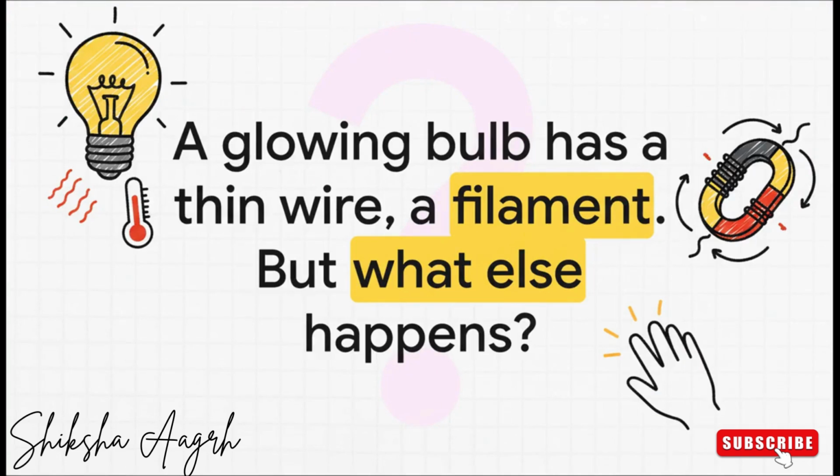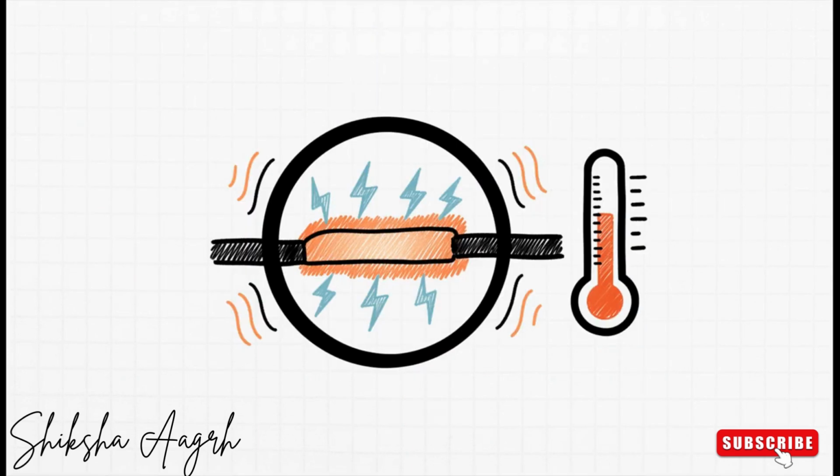When you switch on one of those old-fashioned light bulbs, there's a tiny wire inside, the filament, right, that glows super bright. That's the light part. That's what we want. But it's also kicking out a ton of something else as a side effect. Any idea what it is? Yeah, it gets hot, like really hot.